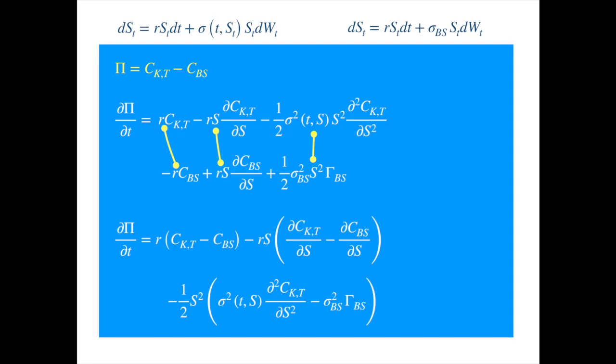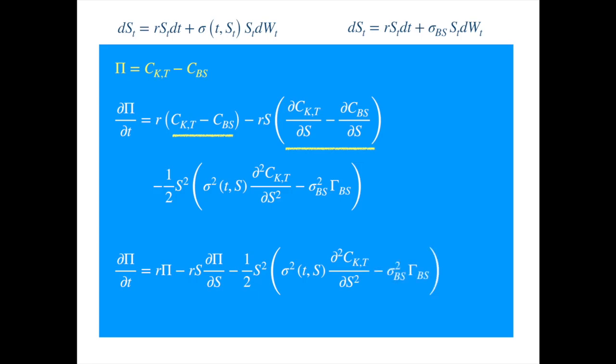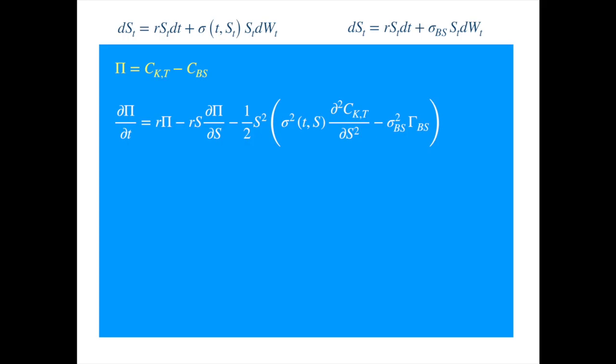Now we know this term is just the value of the portfolio, and the second one is just the derivative of the portfolio with respect to the stock price. So we can write it in terms of our portfolio, which is pi, as follows. The last term requires some extra work though, because the volatility terms in the two PDEs are different, so we can't factor out the sigma.